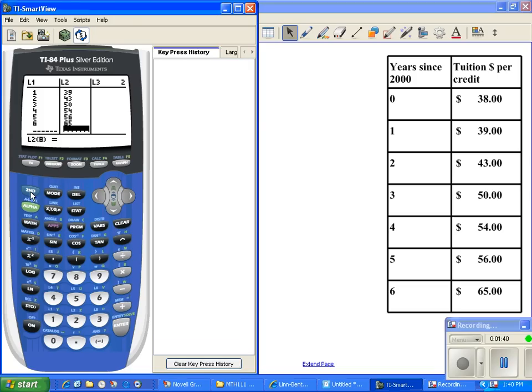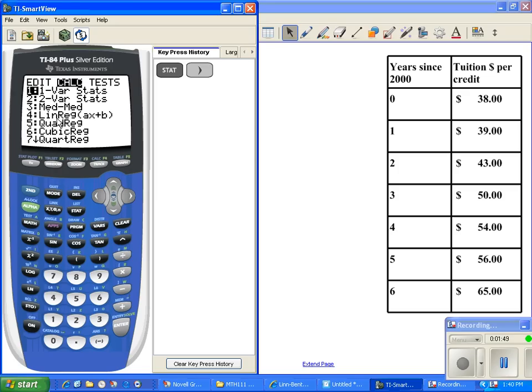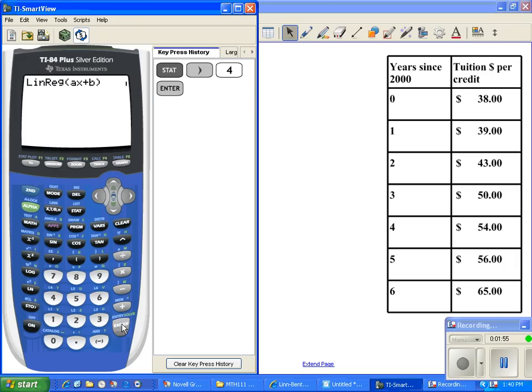And what I need to do next is go into the Stat menu again, so I can hit Stat, and then I want to go over here to Calculate. And what I'm looking for is number 4, linear regression. And then I have to execute the commands. I press Enter. So the default is for the data to be in list 1 and list 2. If it's not, I would have needed to tell the calculator where the data was.